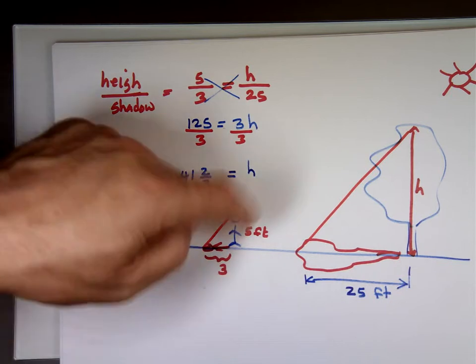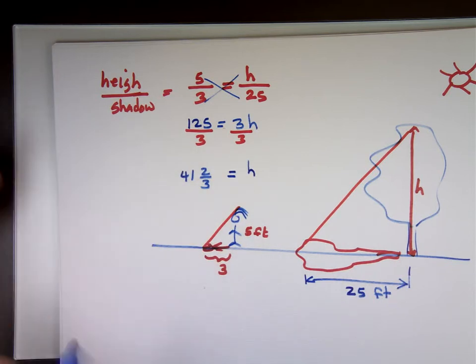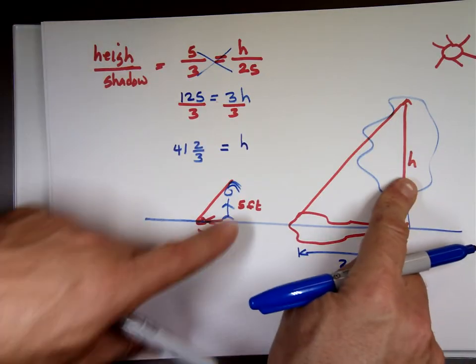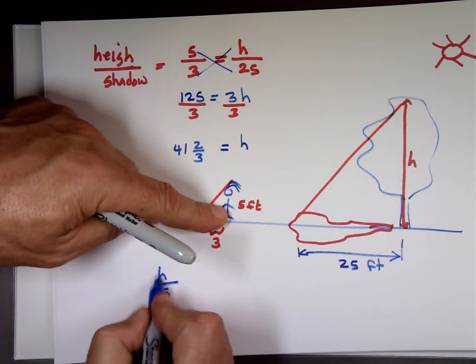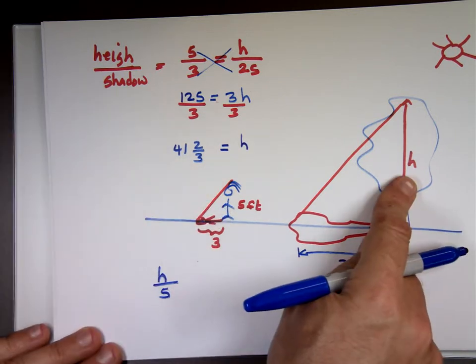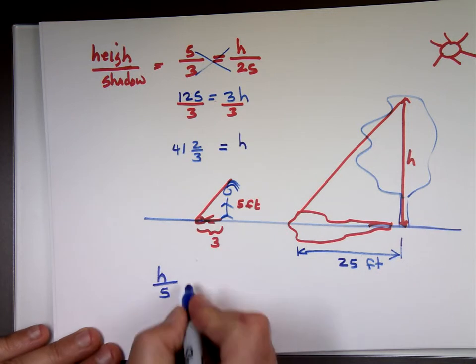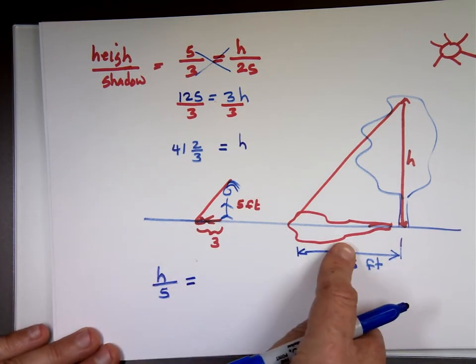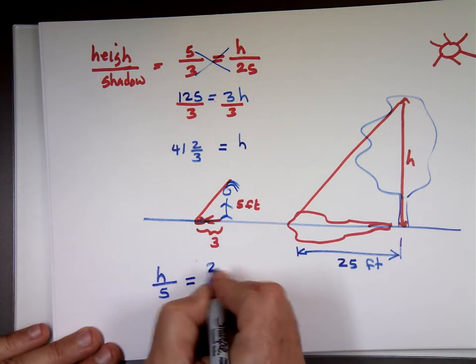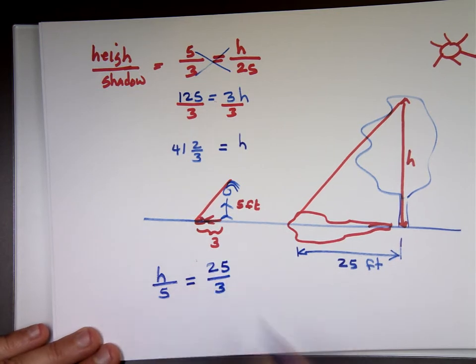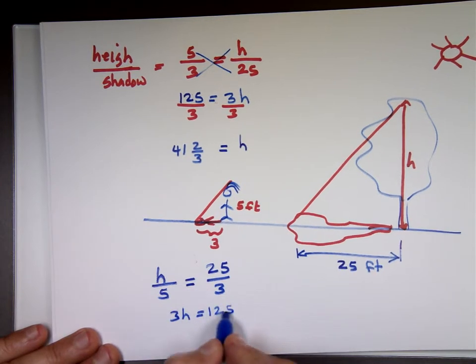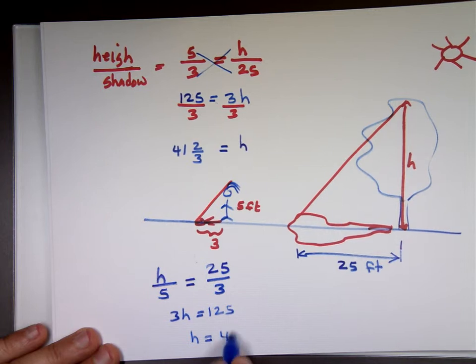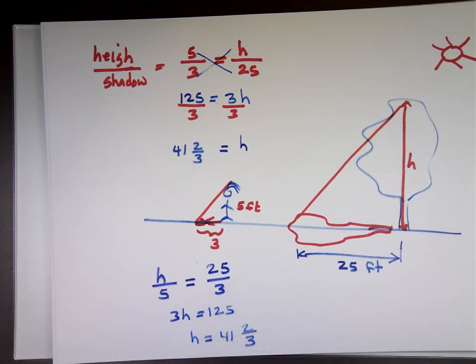By the way, if you did the reverse, shadow to shadow, or height to height, notice what will happen if I took the height of the big to the height of the little, to Leah, I mean. Height of the tree to Leah's height should be the same as the shadow of the tree to Leah's shadow. Would I get the same answer? 3h equals 125. What's h equal to? 41 and 2/3.